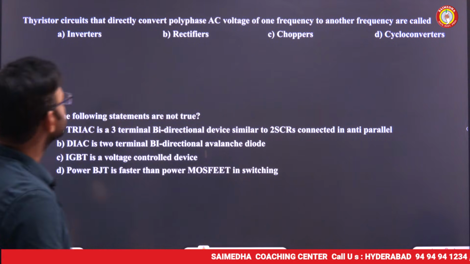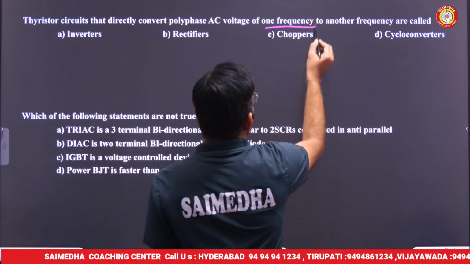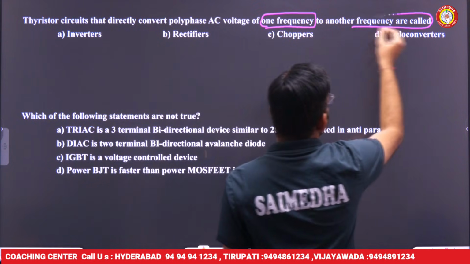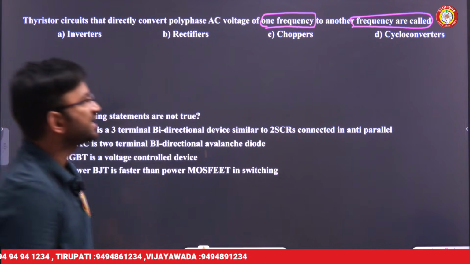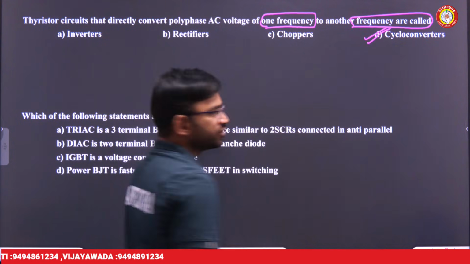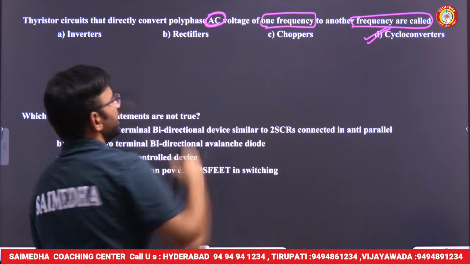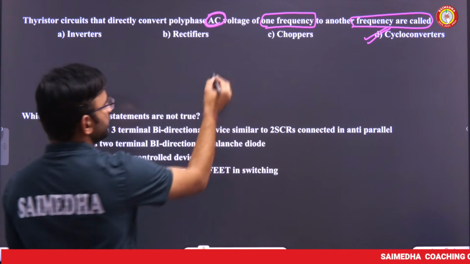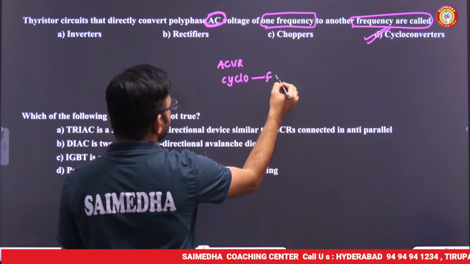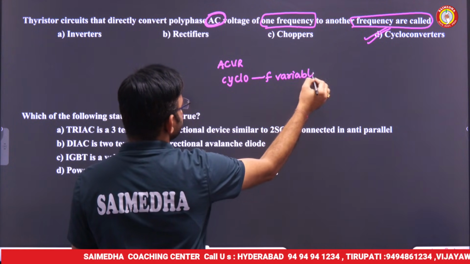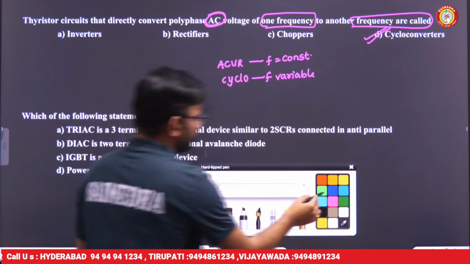Next one, sir. Thyristor circuits that directly convert polyphase AC voltage at one frequency to AC voltage at another frequency. Means here frequency is changing, sir. Where is your frequency going to change? In the case of a cycloconverter, frequency is going to change. That's why it will be cycloconverter. And they are varying the AC voltage, sir. AC to AC converters are two types. One is AC voltage regulator. Another one is cycloconverter. In a cycloconverter, frequency is variable. But in an AC voltage regulator, frequency is constant. So these two are very, very important, sir.